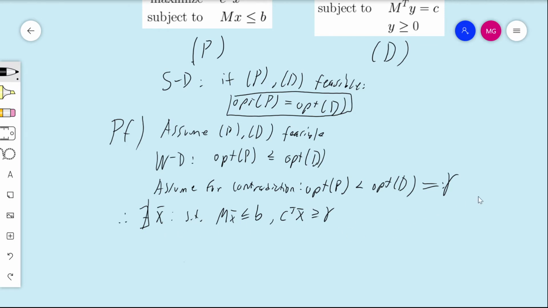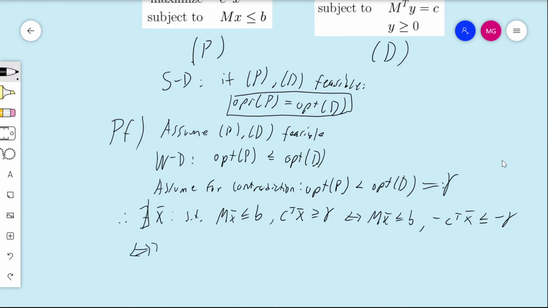This second constraint, we can rewrite the C transpose x part of it. Let's just rewrite all of it: M x bar less than or equal to b, and minus C transpose x bar is less than or equal to minus gamma. That's another way we could write that second constraint. So now everything is less than or equal to constraints. And so we can write a block matrix to capture all of the constraints given here.